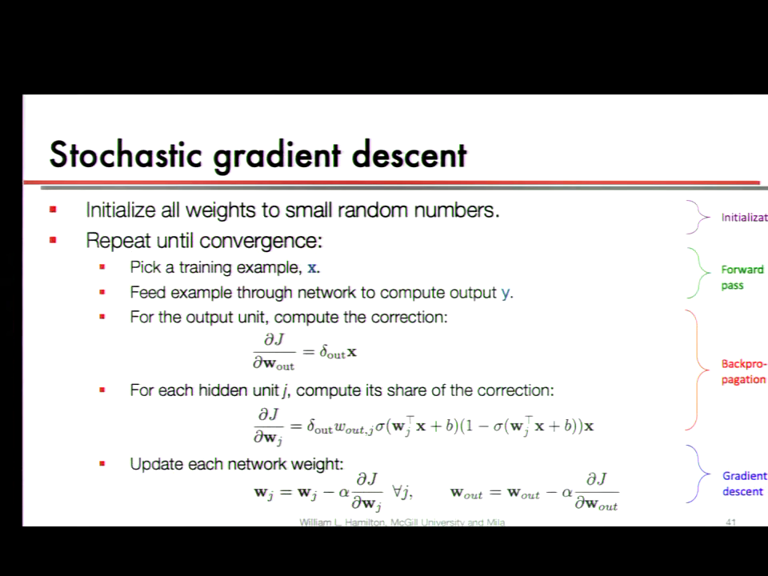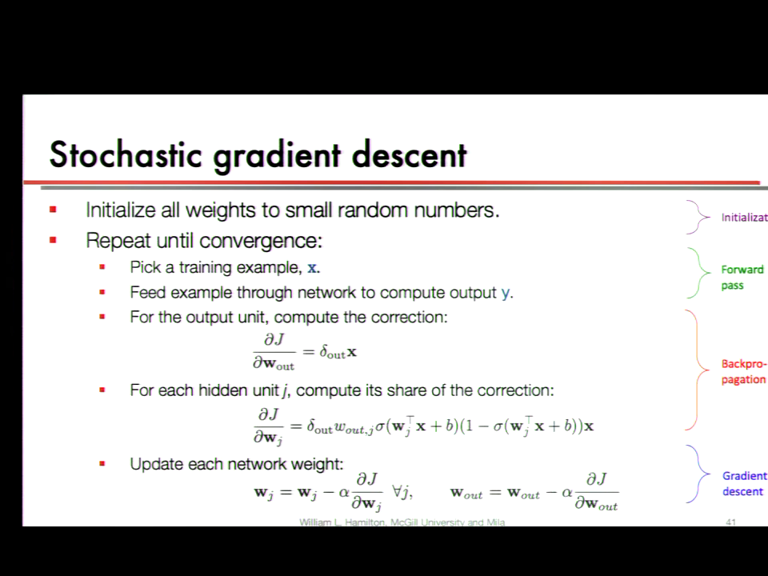So suppose we've done this and we've taken all these derivatives. Now we know what the derivative of the error is with respect to the weights of the output and also the weights of all of our hidden nodes. So how do we actually train a model in this setting?